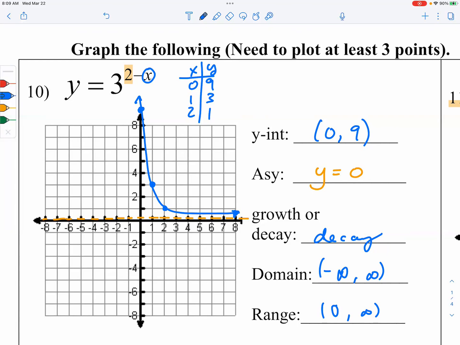Okay, how do I find the asymptotes for any exponential function? By default, it's going to be y equal to 0. And the idea behind it is that if you have a number, in this case 3 raised to any number, it has to be greater than 0. There's no way to be 0. There's no way to be negative.